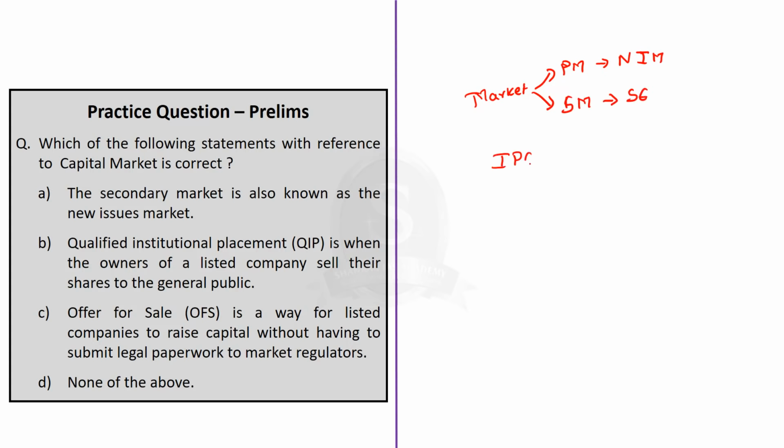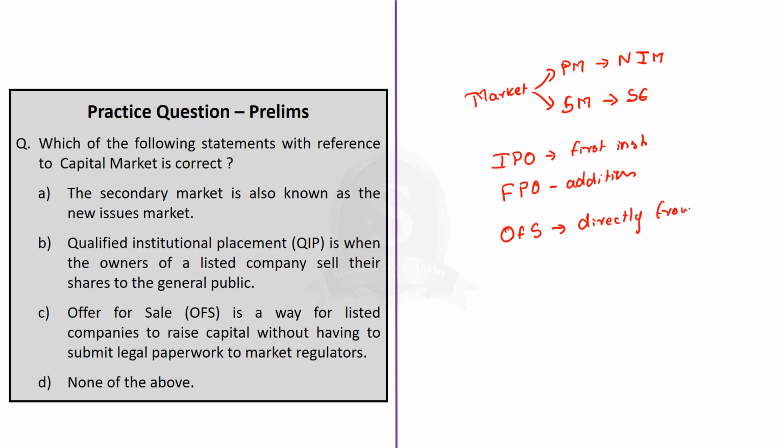IPO is the issuance of share in the first instance to raise money, while FPO is the additional issuance of share to raise money. Then we saw what is offer for sale. Offer for sale is when the owners of the listed companies sell their shares directly to the general public.